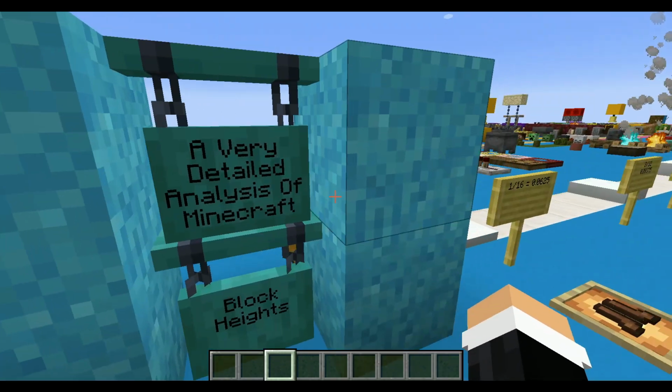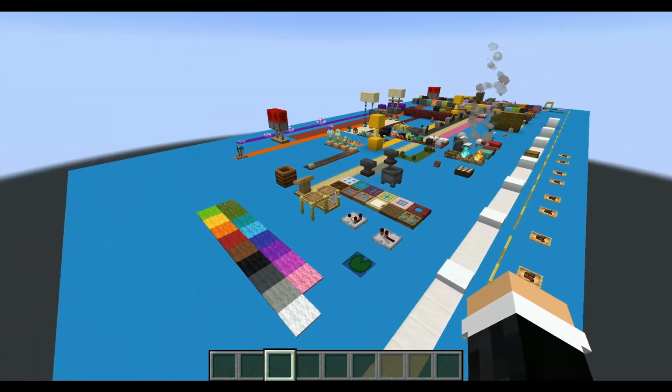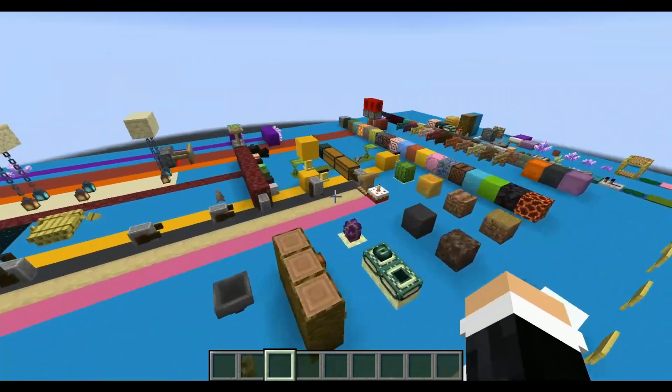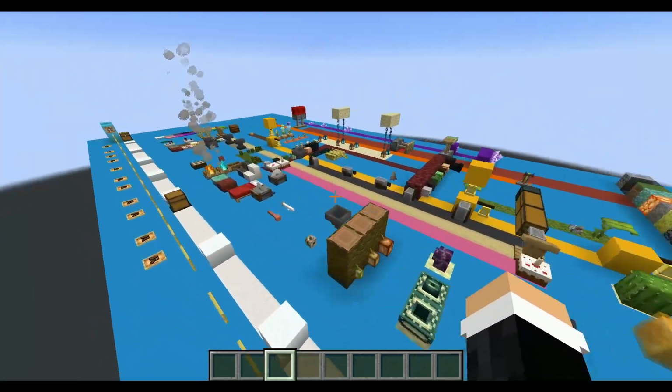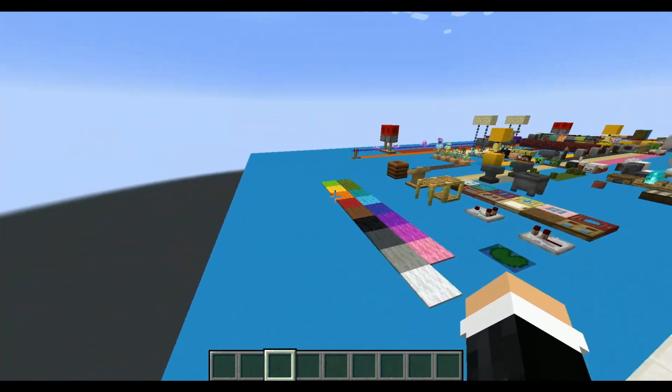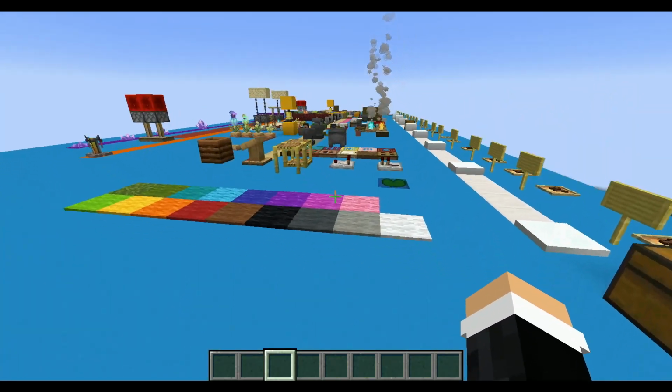Today, we're going to be talking about block heights in Minecraft, and we are going to be looking at literally every single variation of height of blocks in this game. It's pretty crazy, and there's a lot of interesting math with fractions in it, so hold on to your horses.